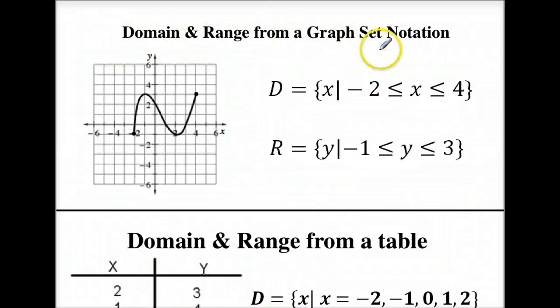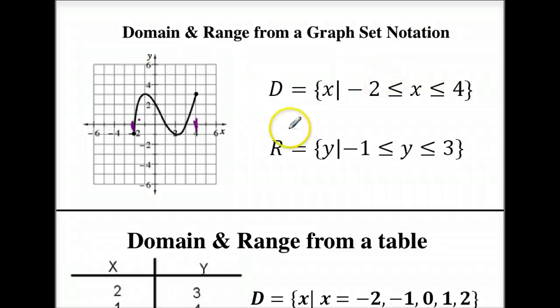Domain and range from a graph in set notation. Given this graph, I want to find the domain. Notice the closed circle, so I know these points are included. My domain is my x value, so I'm going to find the lowest and the highest x value where this graph exists. Right here is my lowest, and this is my highest.